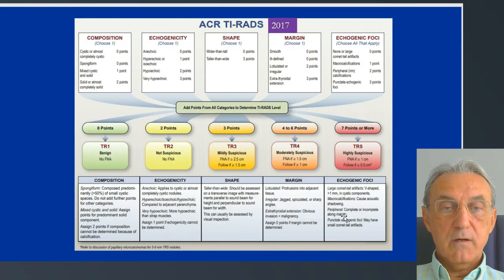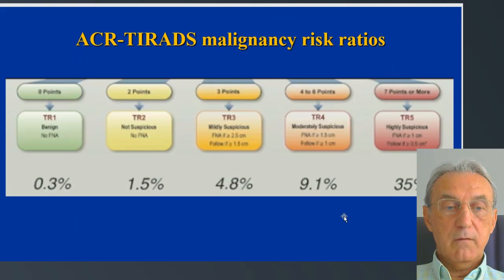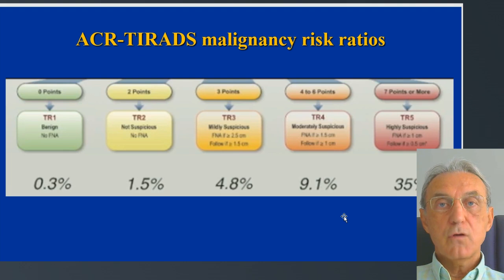This is the ACR guidelines. You can find it and you can use it in practice. But we should again keep in mind that even TI-RADS 5 nodules don't have so much cancer risk. Almost 2/3 of TI-RADS 5 nodules end up benign.